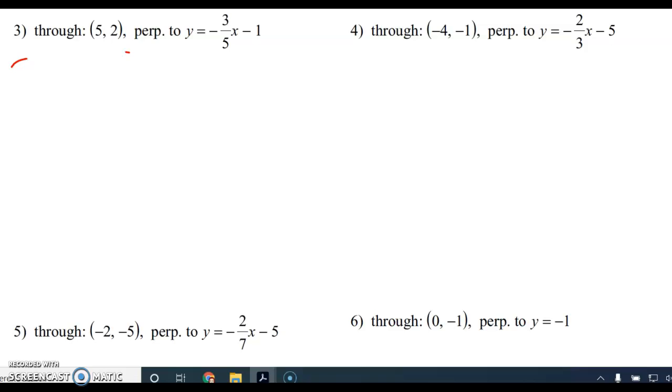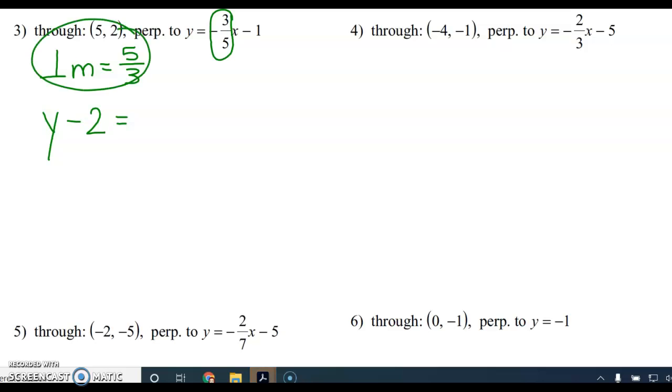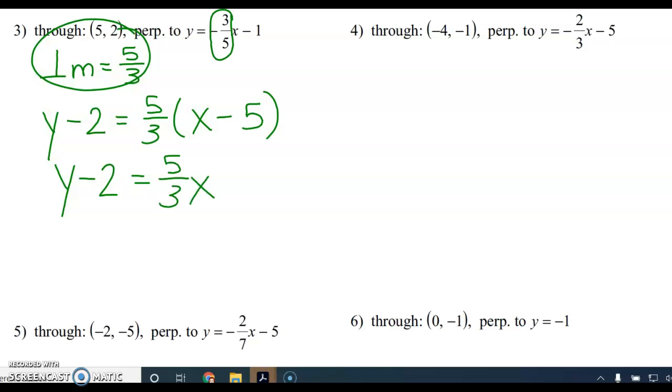All right, so looking at number 3, got a couple red dots left. Current slope is negative 3 over 5. So the perpendicular slope would be, since it's negative, the opposite would be positive. Since it's 3 over 5, the inverse would be 5 over 3. So y minus the y coordinate, 2, equals slope 5/3 times x minus the x coordinate, 5. Distribute. Y minus 2 equals 5/3 x, 5/3 times negative 5 would be negative 25 over 3. To get rid of our minus 2, my bad, we would add 2.